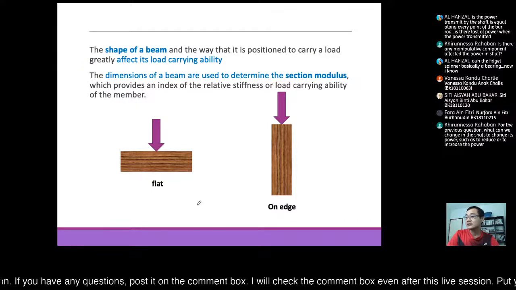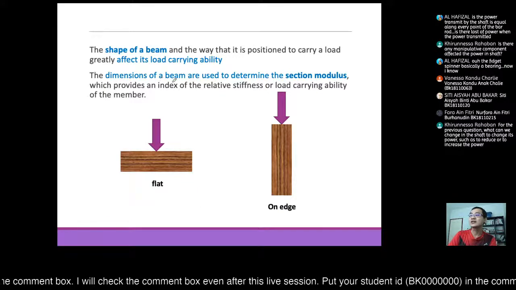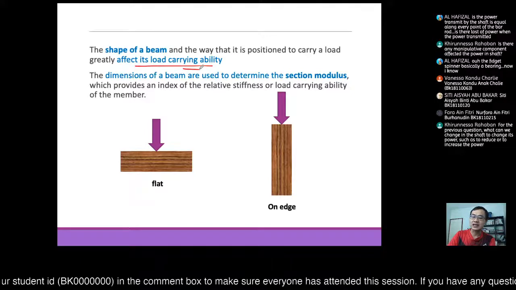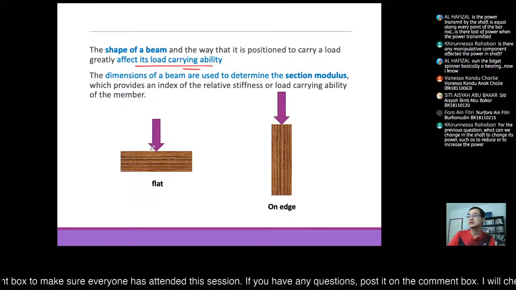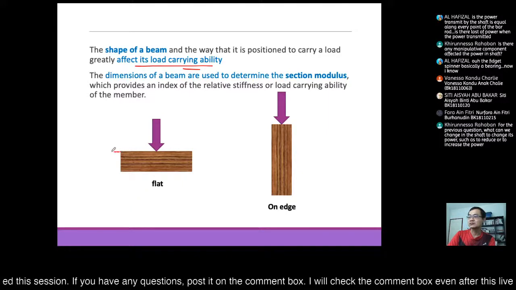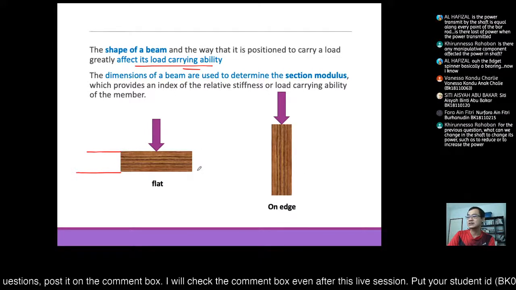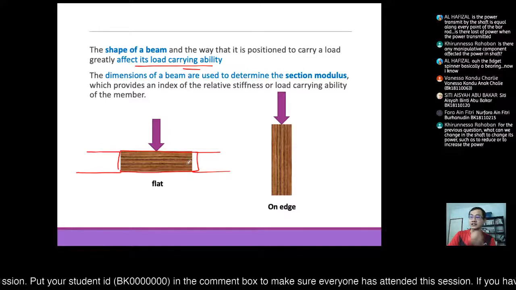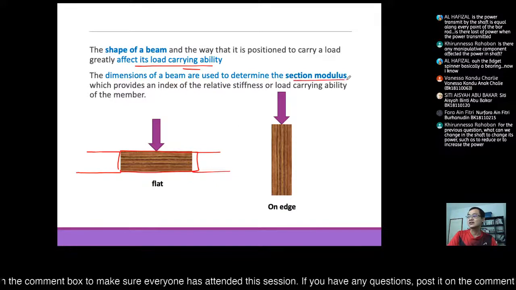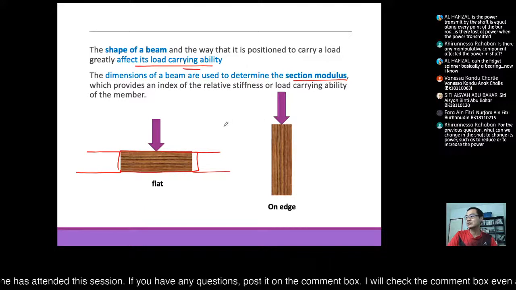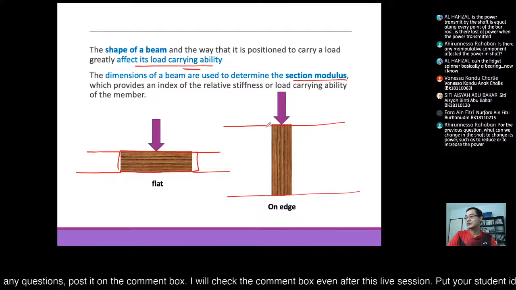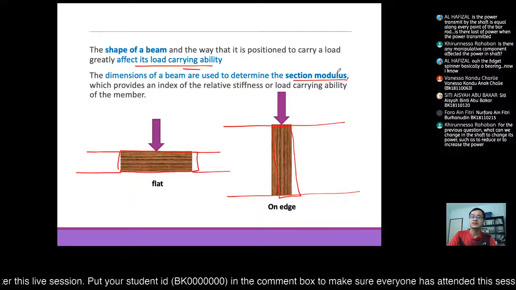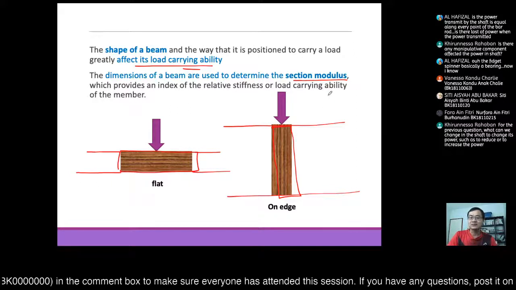And then for the beam itself, the shape of the beam is very important, as it will determine the load carrying ability. If the cross section is the flat type, then it has a different section modulus. Whereas if this is a beam with an H type of cross section, then again they have a different section modulus.